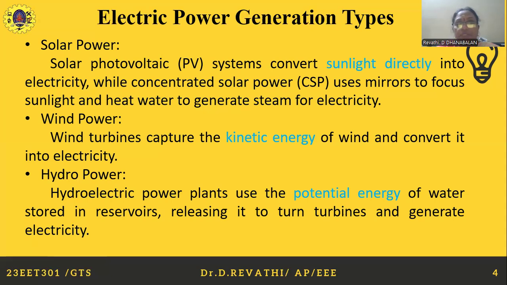For wind power, wind turbines capture the kinetic energy of the wind and convert it into electrical energy. For the hydropower plant, the plant uses the potential energy of water from the reservoir, and it is converted into electrical energy through the turbines. These three, solar, wind, and hydro, are considered conventional power sources.